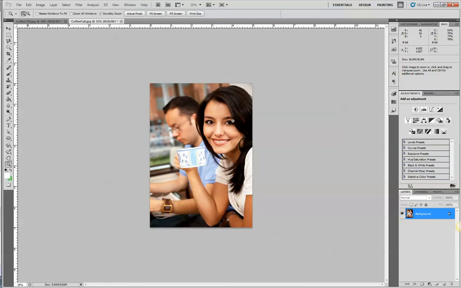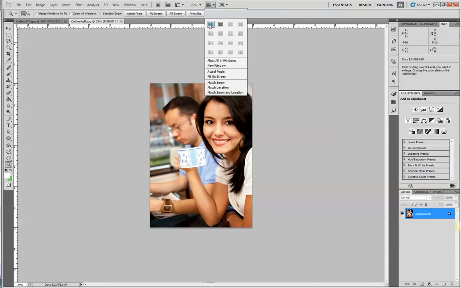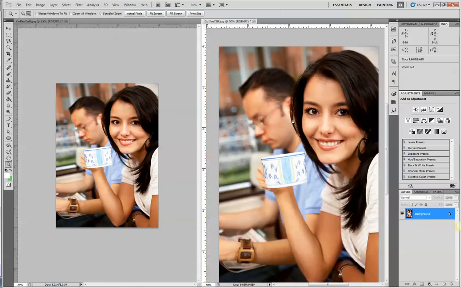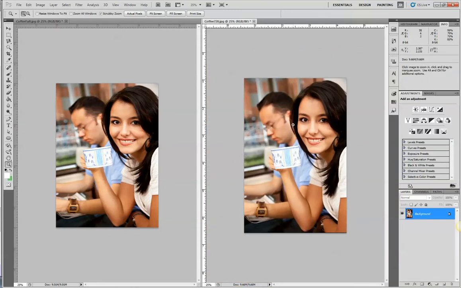you can see that it has stretched her out horizontally. So let's look at them side by side. So you can see it doesn't look quite right. So you never want to do that.